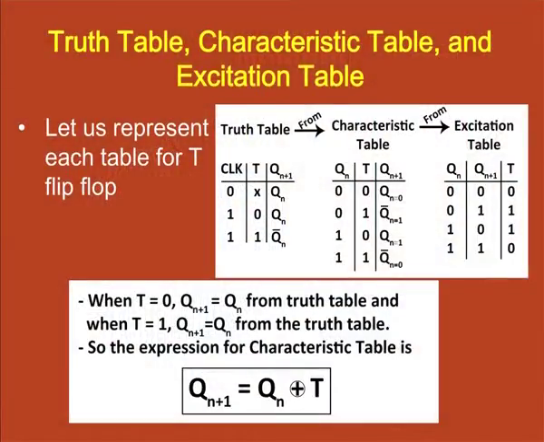So, when the input is 0, the next state is equal to the present state in the truth table, and when t is equal to 1, the next state is the complement of the present state, as we saw in the truth table. So, the expression in the characteristic table can be represented in the following way, that is Q(n+1) = Q(n) XOR T, where Q(n+1) represents the next state, Q(n) represents the present state, and T represents the input.